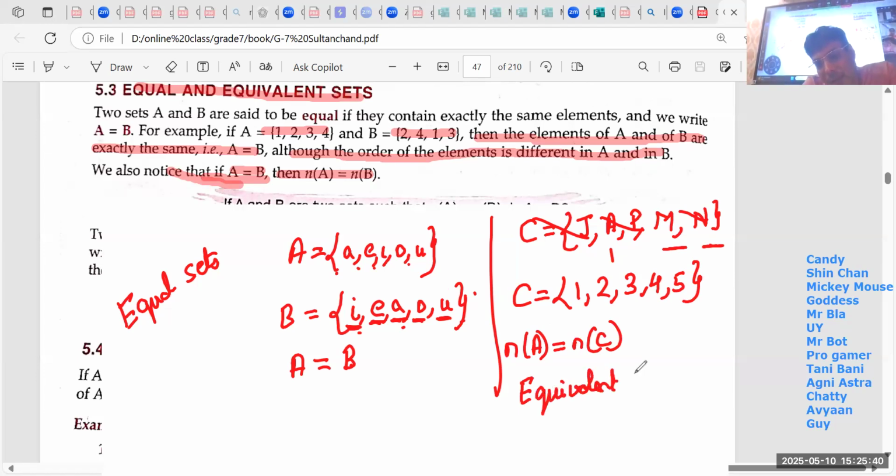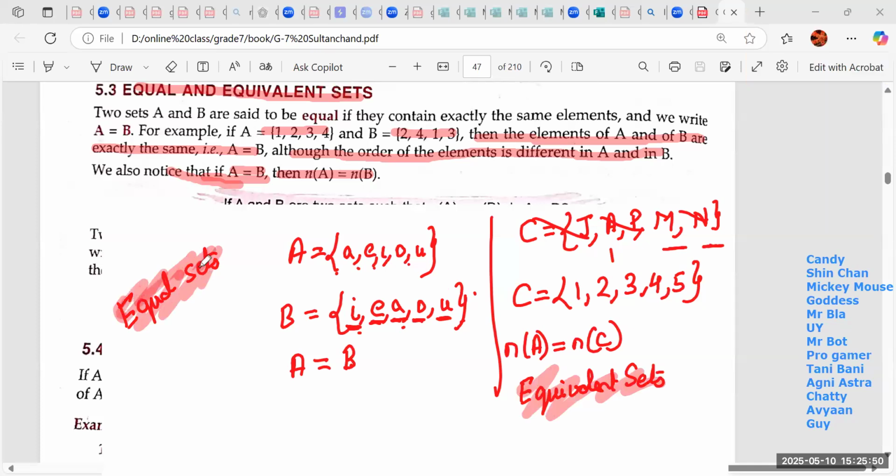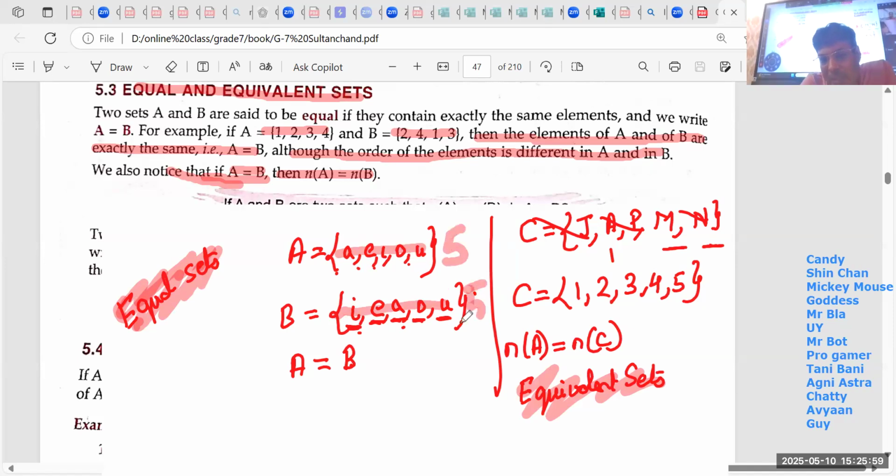So that's the difference. अगर नंबर इक्वल होगा तो वो इक्वलेंट होंगे, अगर एग्जैक्टली सेम एलिमेंट्स होंगे तो वो इक्वल होंगे. Now Sir, I got it definitely connected. अगर वो इक्वल होंगे तो उनके नंबर ऑफ एलिमेंट्स भी सेम होंगे, राइट? अगर वो इक्वल सेट्स हैं तो this has 5, this also has 5, but if they are equivalent sets they may or may not be equal. Correct? Equivalent sets means just that the number of elements are same.